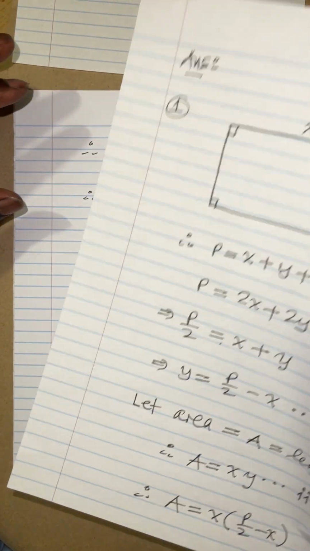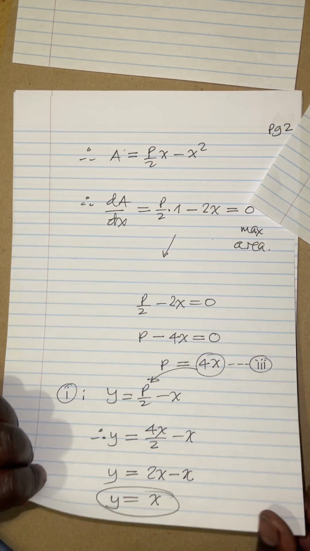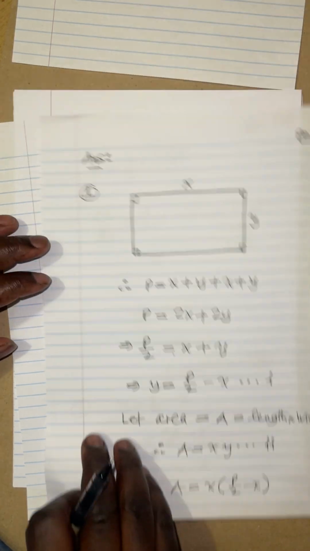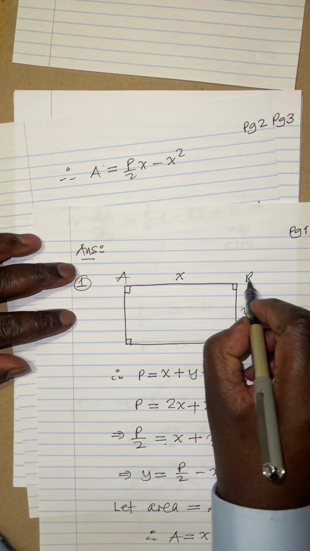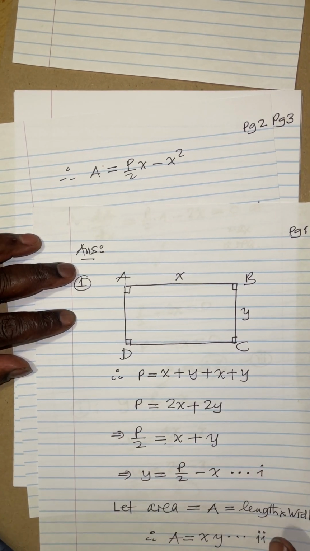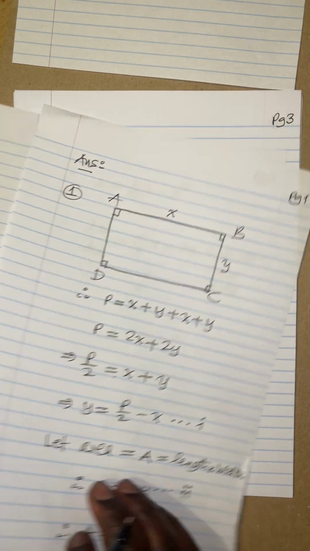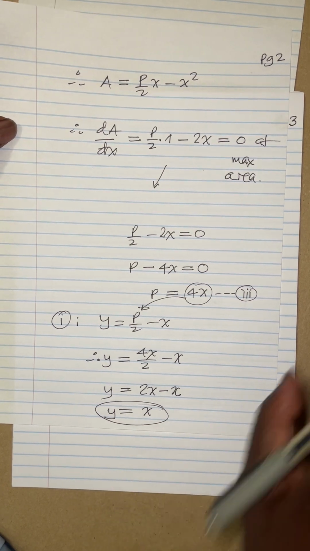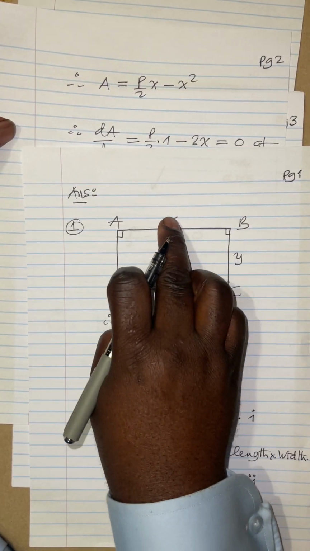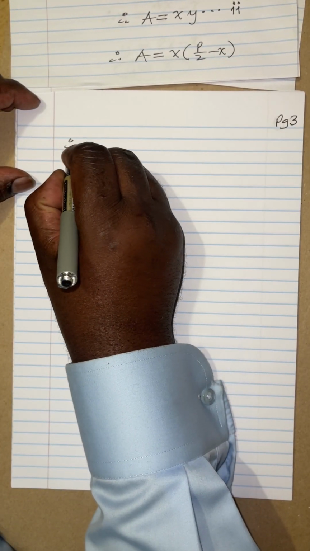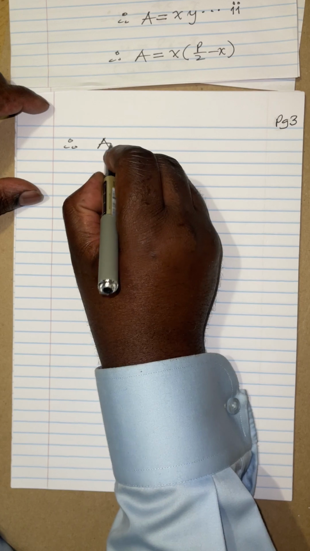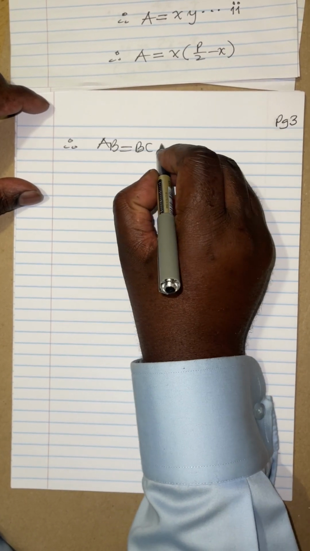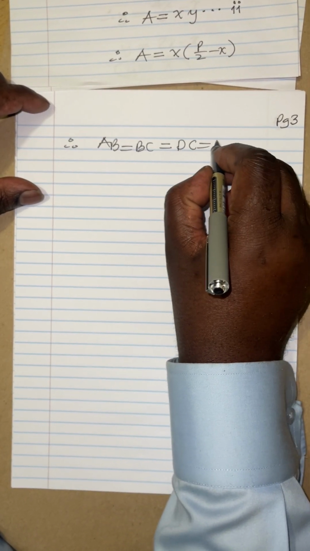And therefore, we can conclude here, if we name this one A, B, C, D, that ABCD is a square. Remember where we're coming from? This is our conclusion. y equals x, those two are equal. It means that we have a square here. And therefore, we can say AB is equal to BC is equal to DC is equal to AD.